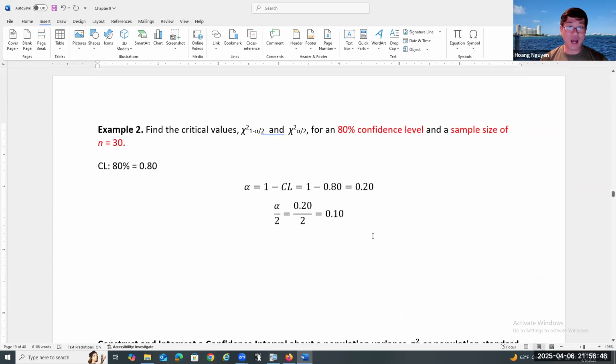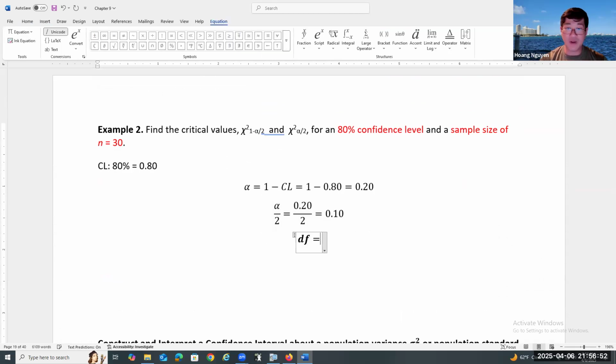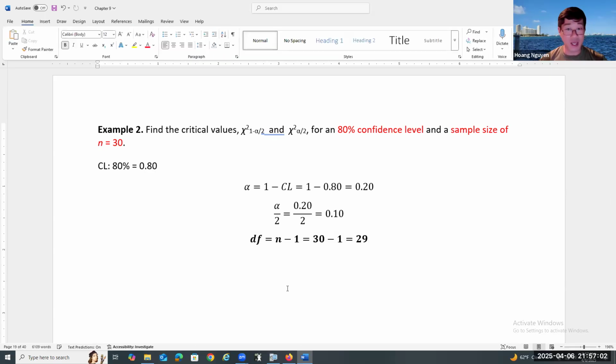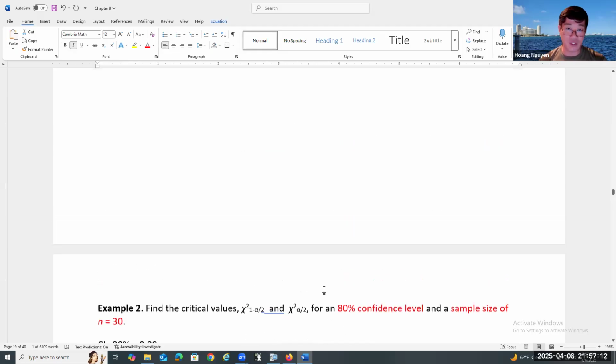So we know alpha over 2. Before we can find the critical value of the chi-square of alpha over 2, we need to know the degrees of freedom. The degrees of freedom is equal to the sample size n minus 1. In this case, the sample size is 30, so 30 minus 1, and the degrees of freedom is 29. So we know alpha over 2 and the degrees of freedom, and now we are ready to use Math 200B to get the first critical value, the chi-square of alpha over 2.